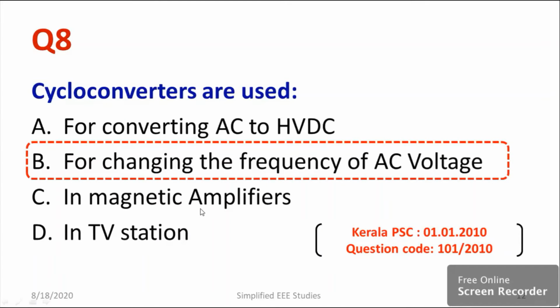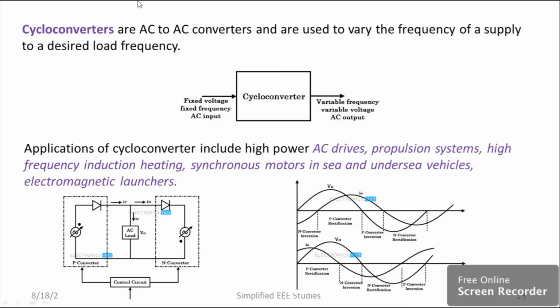So let us discuss more on the cycloconverter. Here we have a fixed voltage, fixed frequency AC input. Frequency exists only for AC. It will be converted into a variable frequency, variable voltage AC output, or else a variable frequency, fixed voltage AC output. So these are the criteria. Mainly, it changes the frequency. With the help of this converter, you can change the frequency.